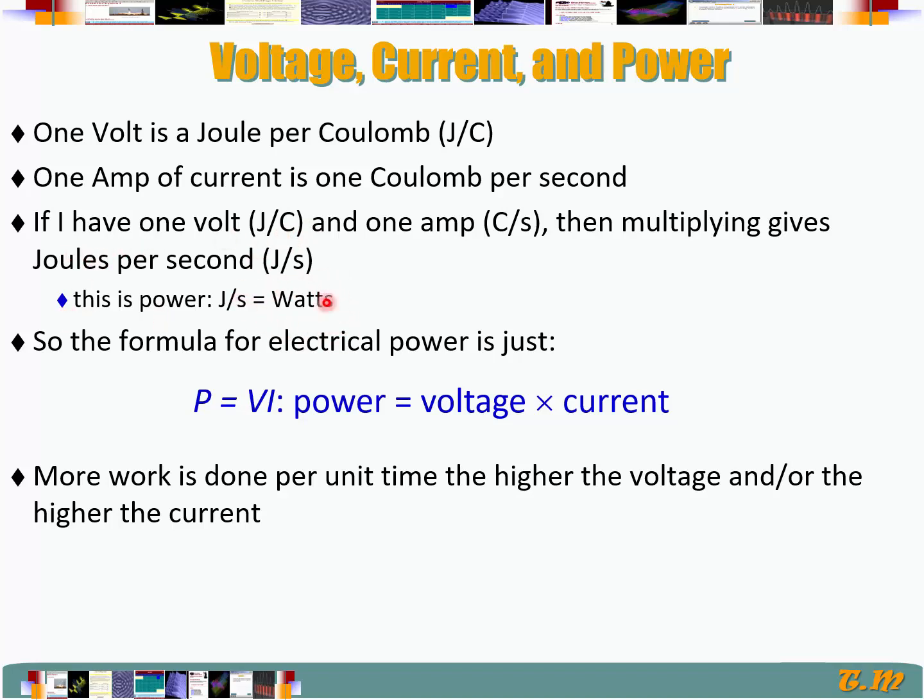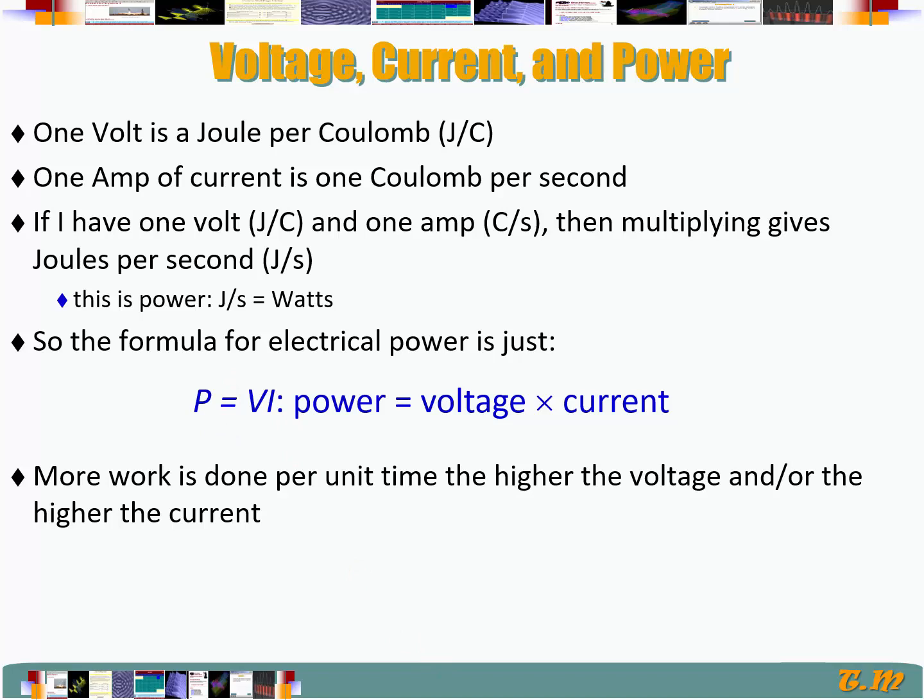Watts. That's what we call watts. So the formula for electrical power is just voltage times current. And power is a measure of the work per unit time. The more work is done per unit time, per second, the higher the voltage and the higher the current, the higher the power.